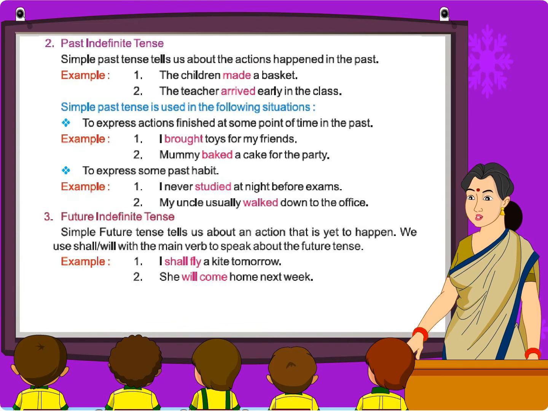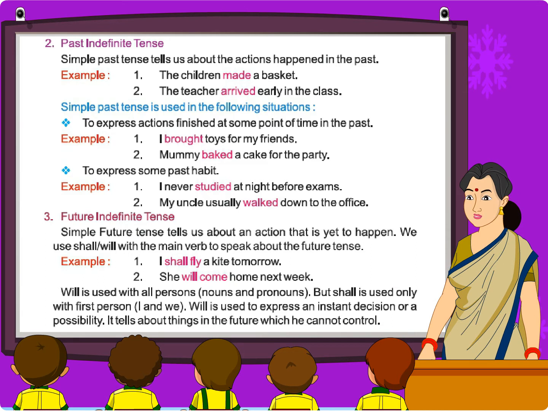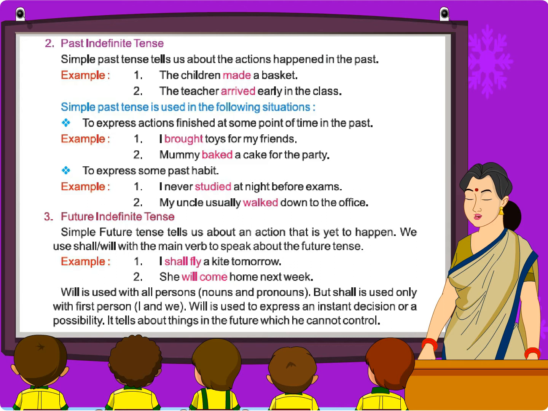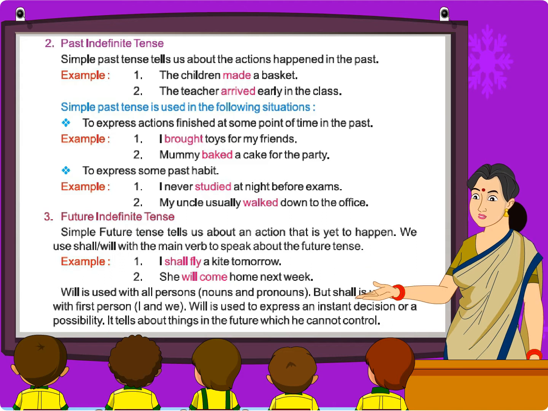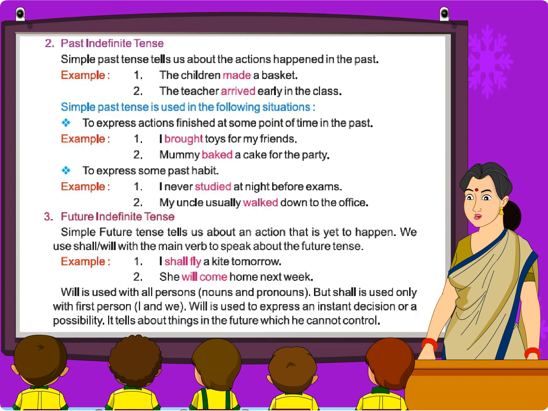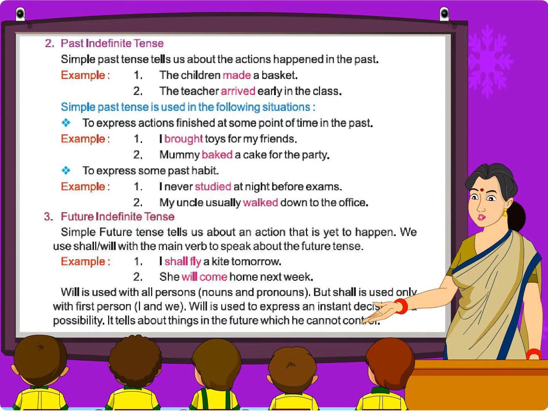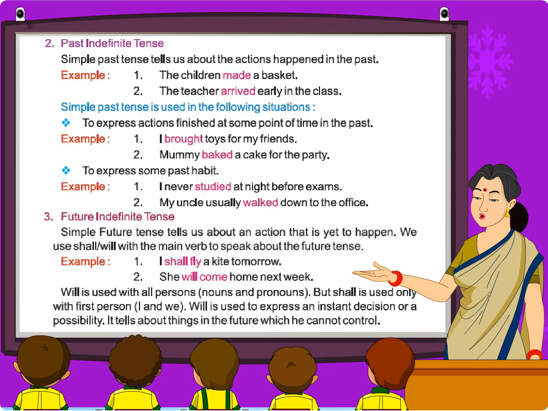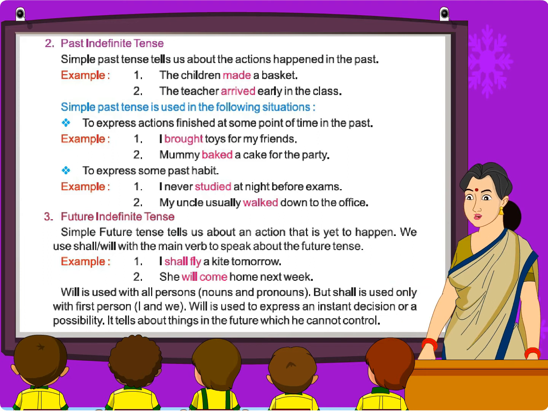Past indefinite tense. Simple past tense tells us about the actions happened in the past. Example, the children made a basket. The teacher arrived early in the class. Simple past tense is used in the following situations: to express actions finished at some points of time in the past. Example, I brought toys for my friends. Mummy baked a cake for the party.